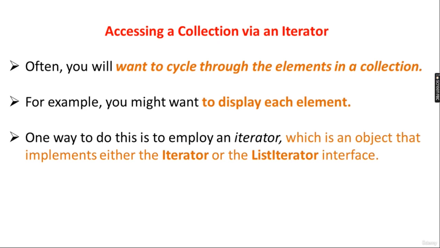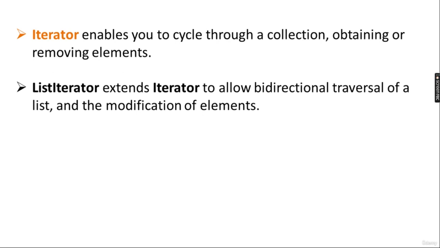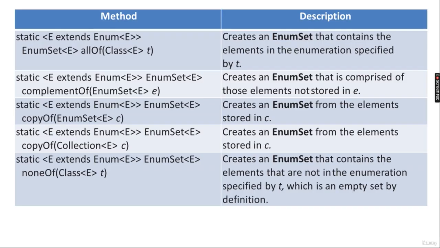Accessing a collection via an iterator: you will want to cycle through elements. If you want to display each element, one way is an iterator, which is an object that implements either the Iterator or the ListIterator interface. Iterator enables you to cycle through a collection, obtaining or removing elements. ListIterator extends Iterator to allow bidirectional traversal of the list and the modification of the elements.